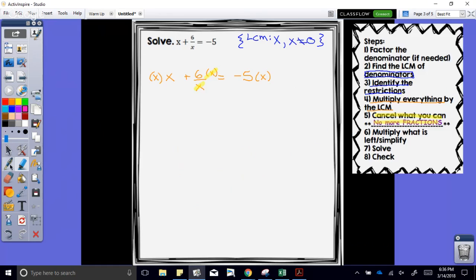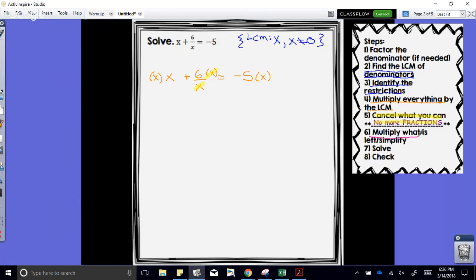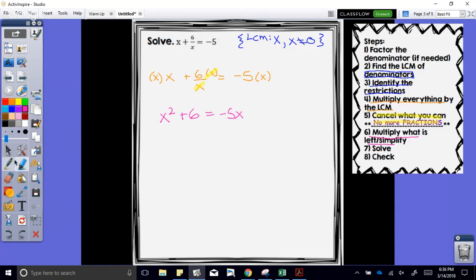Okay, we're now going to multiply by what's left and then see how we can simplify. So we have x times x, which is x to the second, plus 6, and -5 times x is -5x. Now here's where we've got to talk a little bit about what's happened here, because we now have an x squared left in my problem.